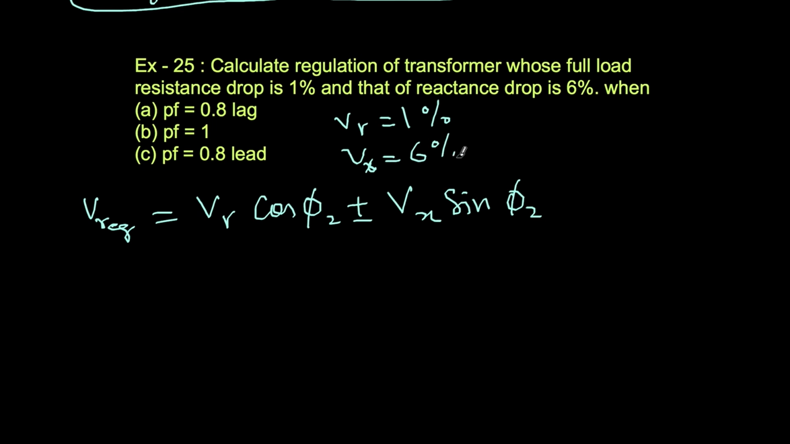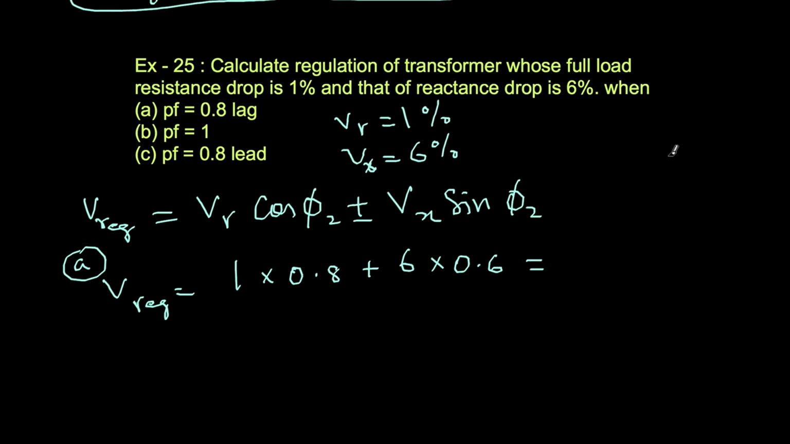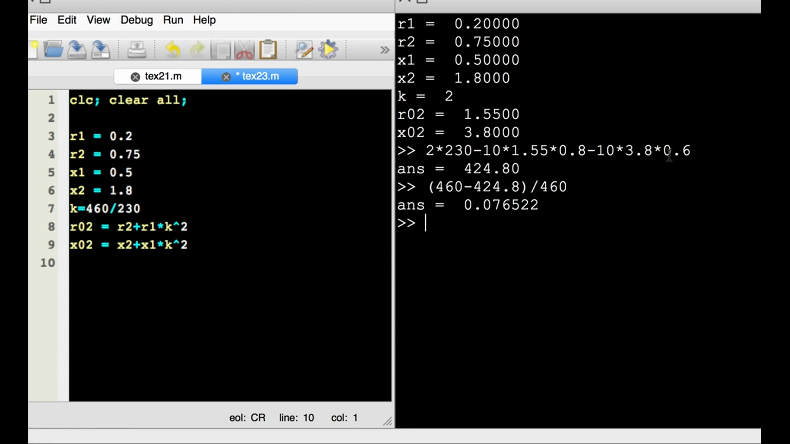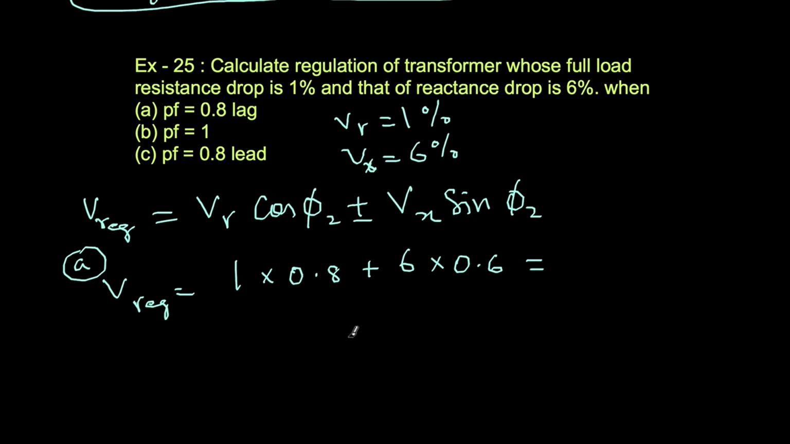Vx is 6%. So voltage regulation is 1% of 0.8 plus 6% of 0.6. This is for case A. So how much is this? Let me calculate. 0.8 into 1 plus 6 into 0.6. So I'm getting 4.4% regulation.